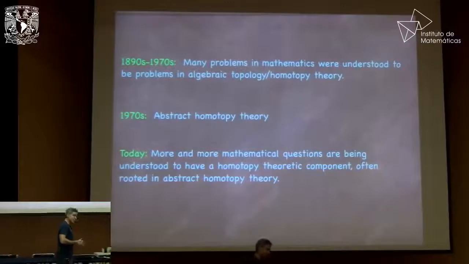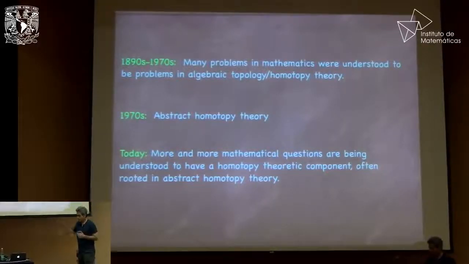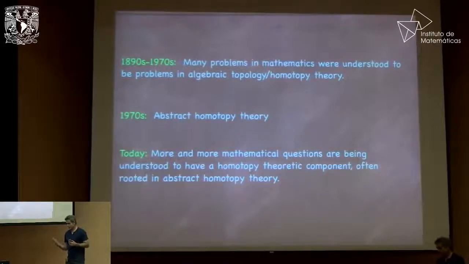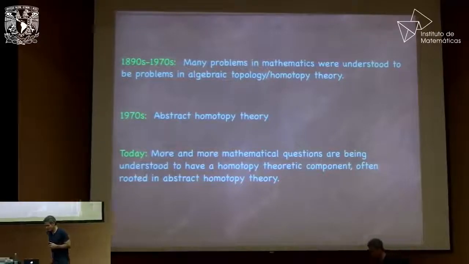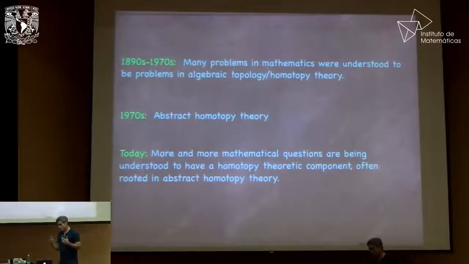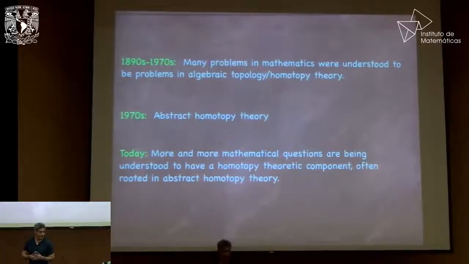So as I said, up until about the 1970s, there tended to be problems in geometry, sometimes algebra, that were seen to be homotopy invariant, or seen to be problems of homotopy theory, meaning they were invariant under deformations. And in the 1970s, there were many, many models for doing homotopy theory, and Quillen and Dan Kan and others introduced what we now call abstract homotopy theory, which gave a way of attempting to use the methods of homotopy theory in really different categories.